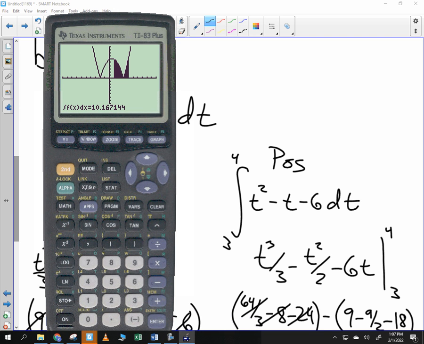It's not as smart as we are. We know it's exactly 61 over 6. Your calculator is off by at least a thousandth. Stupid calculator, huh? There you go.